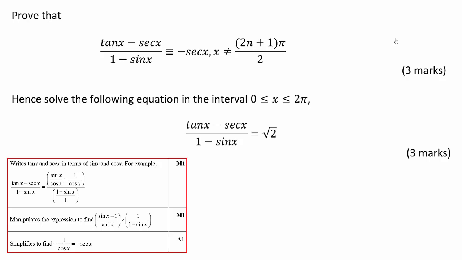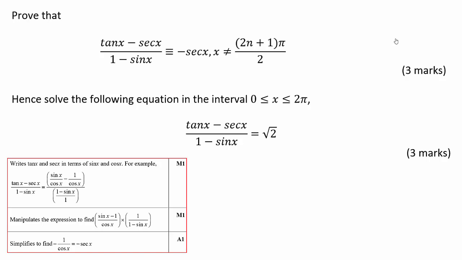So tan x is sine x over cos x. Sec x is 1 over cos x. Nothing to do on the denominator, I wouldn't bother doing that bit. You can multiply through and then do some cancelling, and it does in fact simplify down to be -1 over cos x. All very nice.